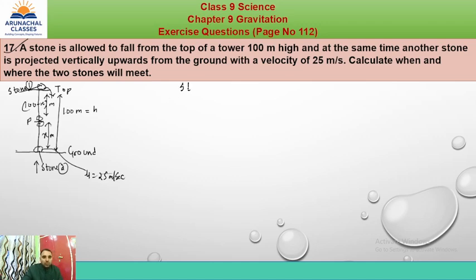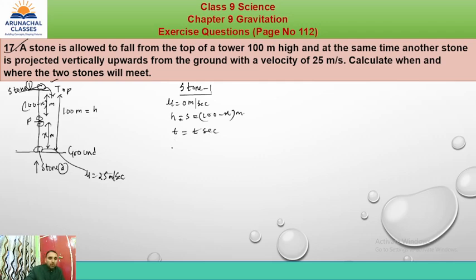Now take both the cases for the stones. The first one is stone 1. Stone 1 is on the top of the tower, so the initial velocity is 0 meter per second. The height where stone 1 meets stone 2, at position P, the distance I should consider, h or s, is 100 minus x meter, and it takes time t second.